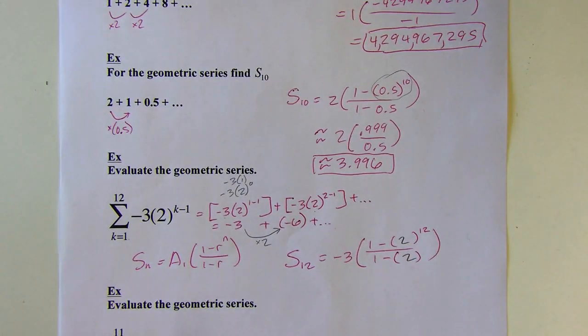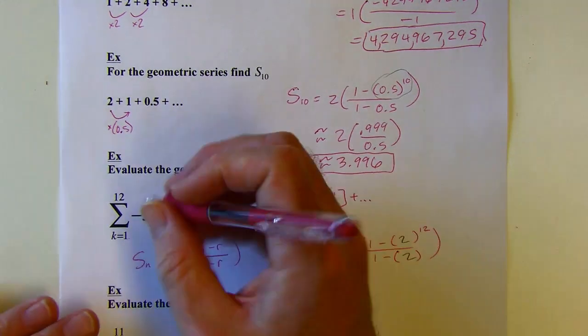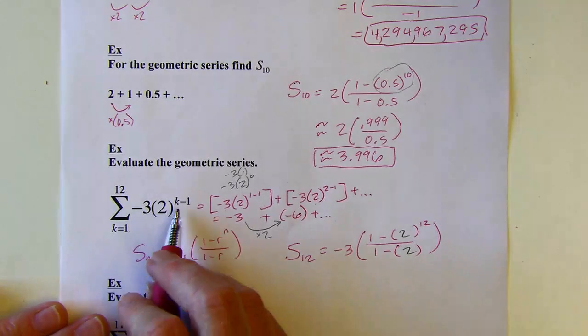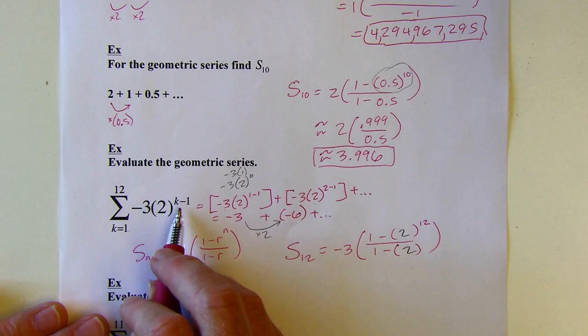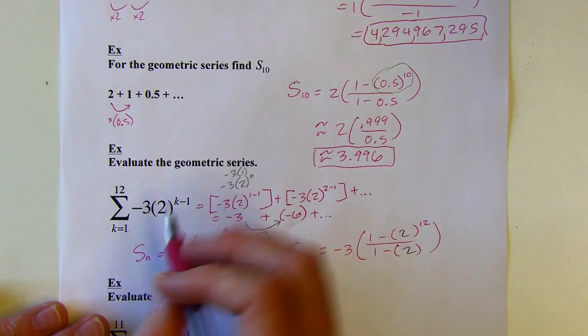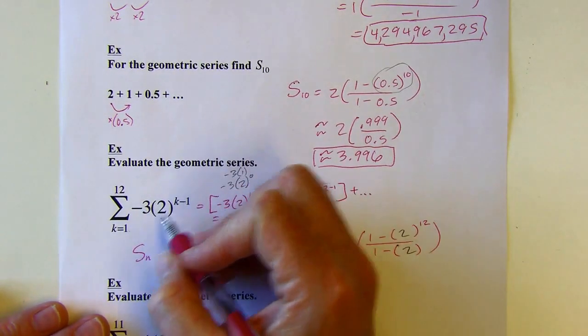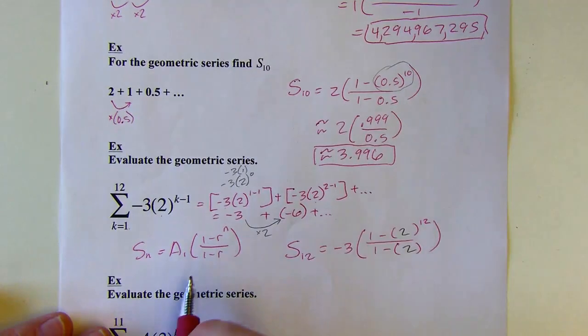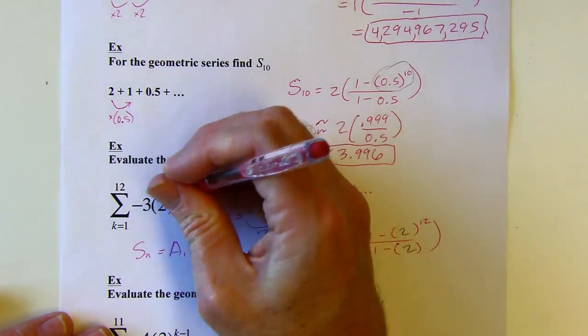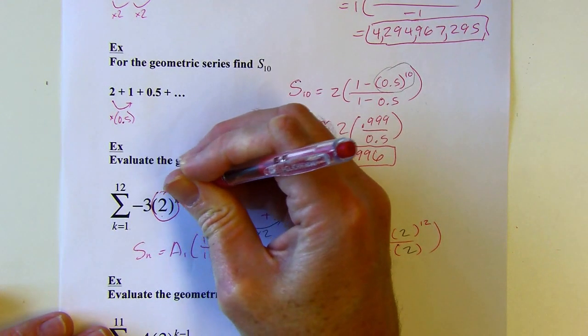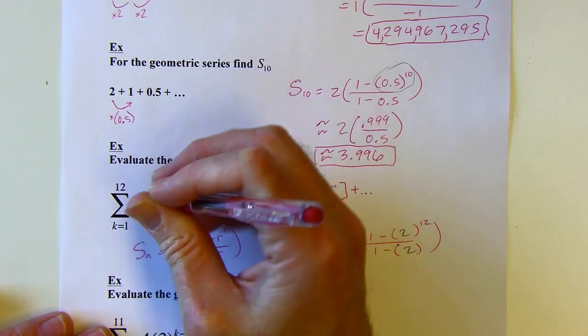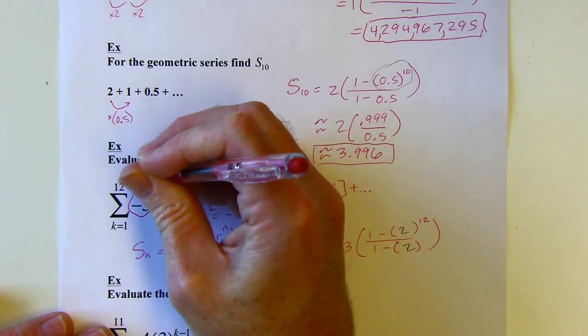All right, I'm going to show you a little shortcut. But here's the thing, you have to be careful. You need the term builder to be in the right format. So if your variable in the term builder is k minus 1 or some variable minus 1, then the base of the k minus 1 is going to be the ratio, right? This ends up being the ratio. Okay, and this will be the first term.